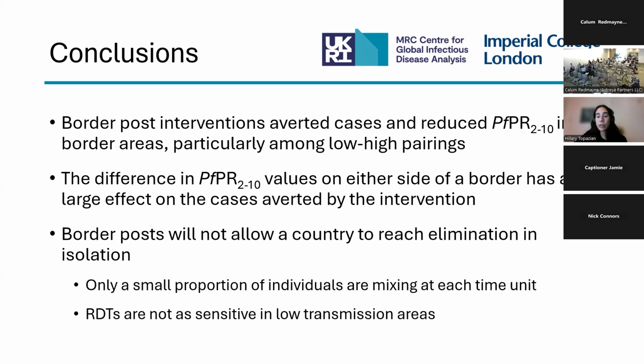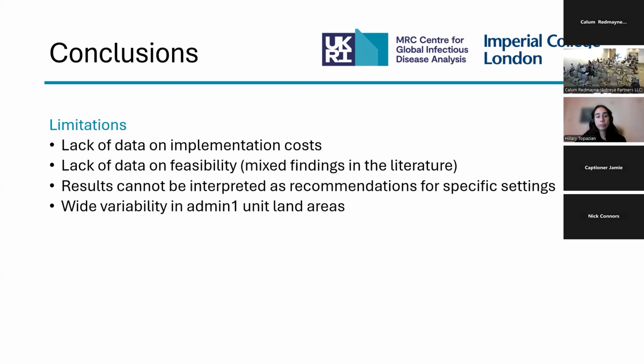And this is partly due to the reality that only a small proportion of people are mixing internationally at a time, and also that RDTs are not sensitive at a population level in lower transmission areas. And then the primary limitations to analysis are lack of data on implementation costs and feasibility. So it'd be difficult to implement this intervention without knowing how the cost effectiveness compares to spending money on other things. And it would also be important to know how easily border posts would be able to capture most travelers flowing between settings, and if mobile populations would be amenable to being tested in the first place.